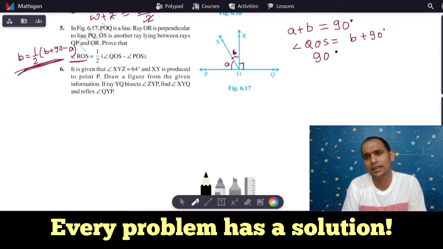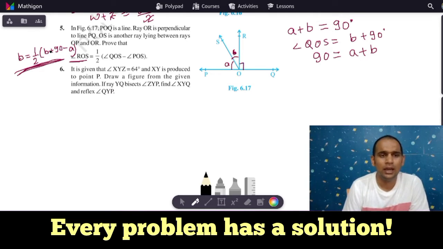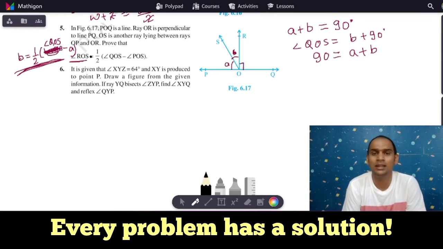First one, can I write it as 90 equals A plus B? It's just the equal to sign, right? Now over here, I will not change this QOS. I will let it be QOS so that it's easier for us to prove. You can do it even in that way, but it gets a little bigger. That is why I changed it to QOS once again. Now I have equation number 1 and equation number 2. Let's add these two equations.